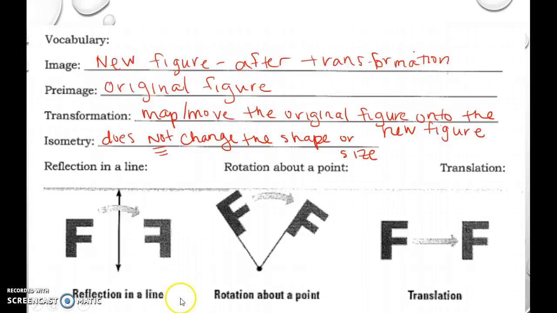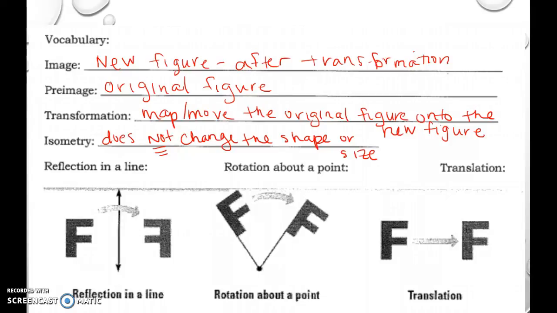So we have three different types of rigid transformations. Reflection: the way I like to think of a reflection is if I were to paint something on a piece of paper and the paint's still wet and I fold that paper in half. The crease in the paper is what's called the line of reflection, and the figure that you get when that wet paint touches the other side, that is your new image, your new figure. The wet paint that you painted with was your pre-image.